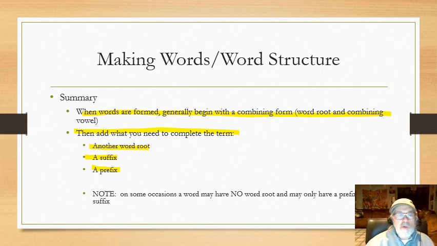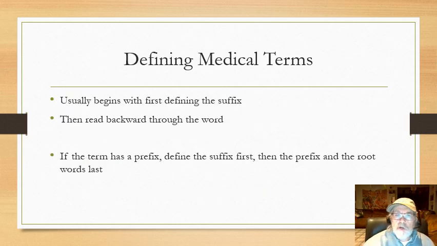So if I'm making a word, where do I start? I know I have to have a basic foundation of the word. You can't build a roof of a house without building the foundation. That foundation is going to be the combining form. I may use a combining form with a combining vowel, or I might not use that combining vowel, depending upon some of the rules I had before. Again, note on some occasions the word may have no word root, and may only have a prefix and suffix. I gave you a couple of those already. So that's how we make a word.